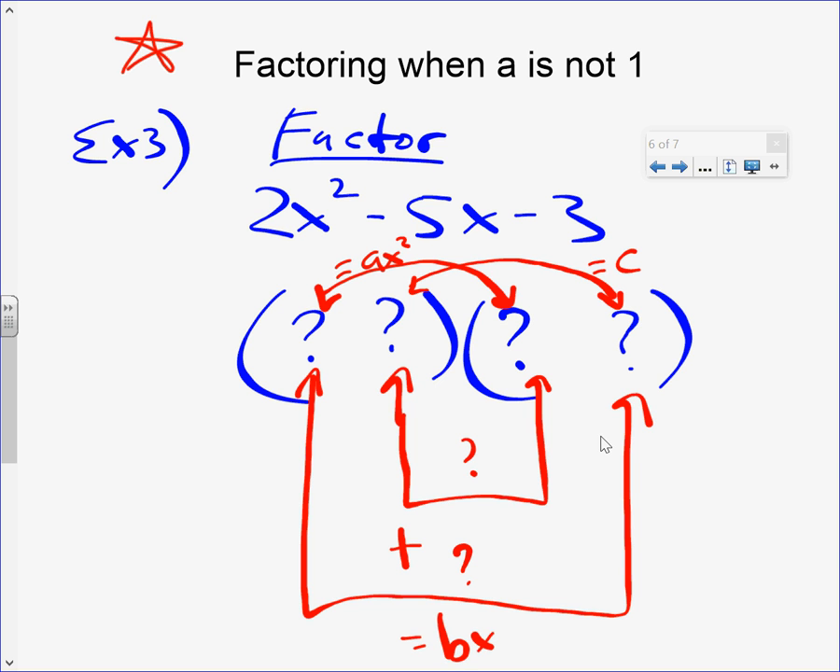That's the process. So whatever we put here, if I multiply them, it goes here, and whatever I multiply between these outside ones, that goes here. Once I add them, they should become bx, so the negative 5x. It's like a puzzle, a number puzzle, so to speak. That's the only thing that differs now when A is not 1. Let's try it.